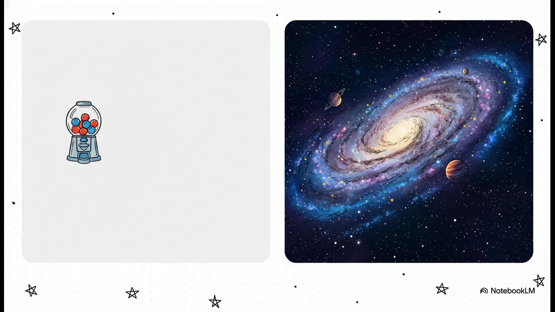IPv6 gives us 340 undecillion addresses. That's a 340 with 36 zeros after it. To put that in perspective, that is enough addresses for every single star in the known universe. We will never run out again.